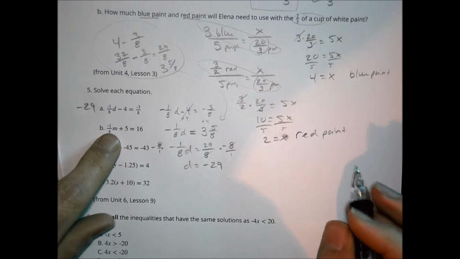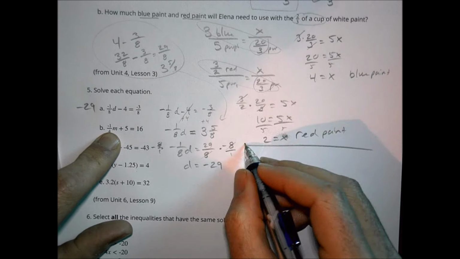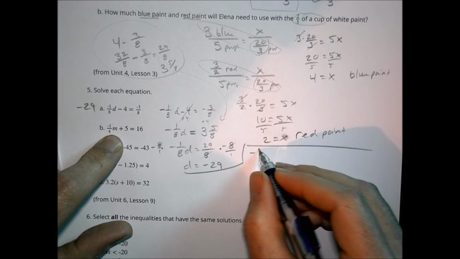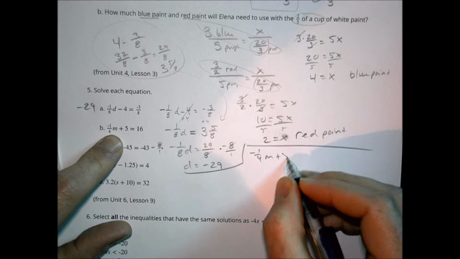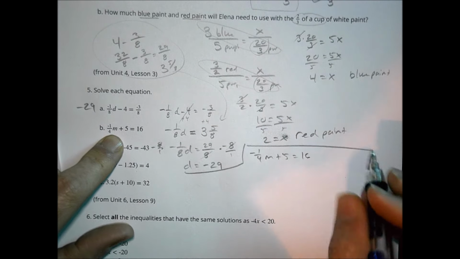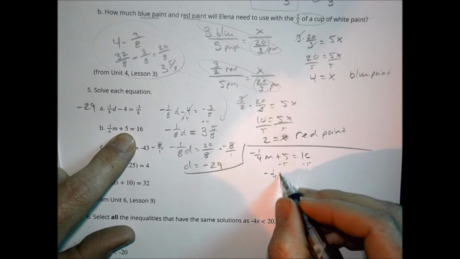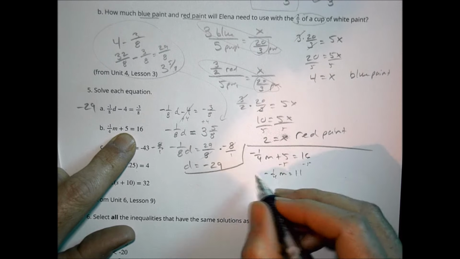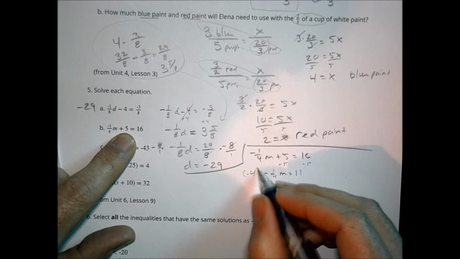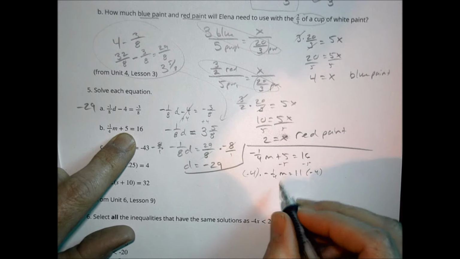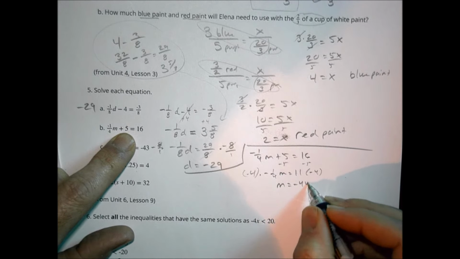Let's take a look at B. We have negative 1/4 m plus 5 equals 16. We're going to subtract 5, so negative 1/4 m equals 11. Multiply by the reciprocal, and m equals negative 44.